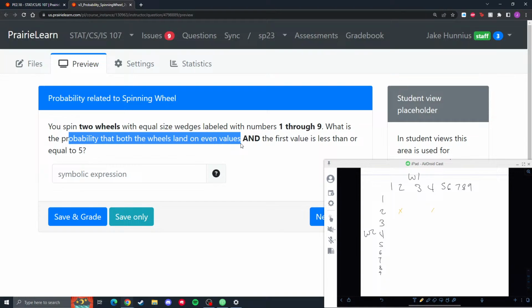So we got 2 and 2, 4 and 2, 6 and 2, 8 and 2, 2 and 4, 4 and 4, 6 and 4, 8 and 4, 2 and 6, 4 and 6, 6 and 6, 8 and 6, 2 and 8, 4 and 8, 6 and 8, 8 and 8. And then I just want to make sure I didn't miss anything. Okay, so we've got 4 rows of 4, so we have 16 where they're both even, over 81 options.